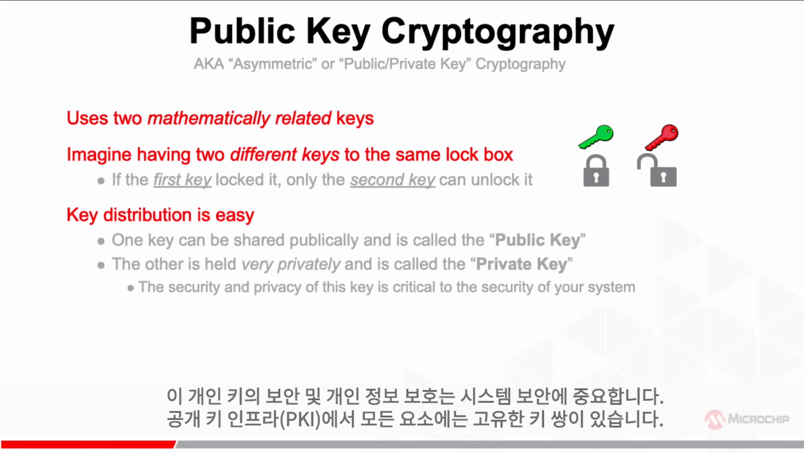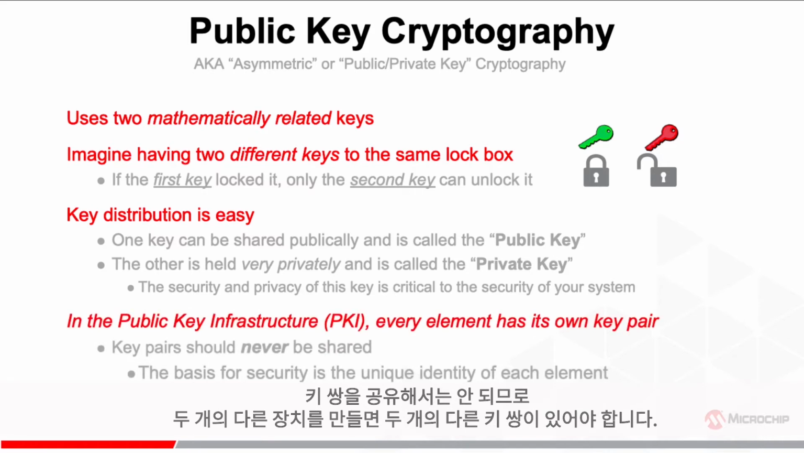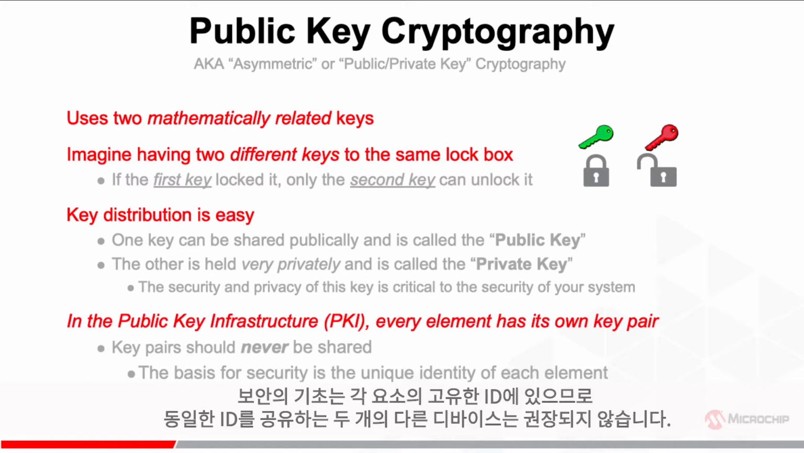In the public key infrastructure, or PKI, every element has its own key pair. Key pairs should never be shared. So if you make two different devices, they should have two different key pairs. The basis for security is the unique identity of each element. So you don't want to have two different devices sharing that same identity.